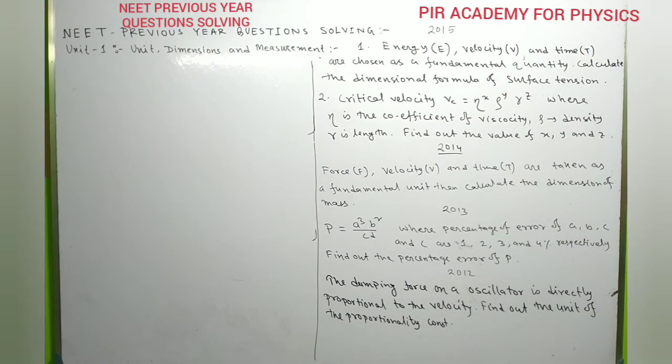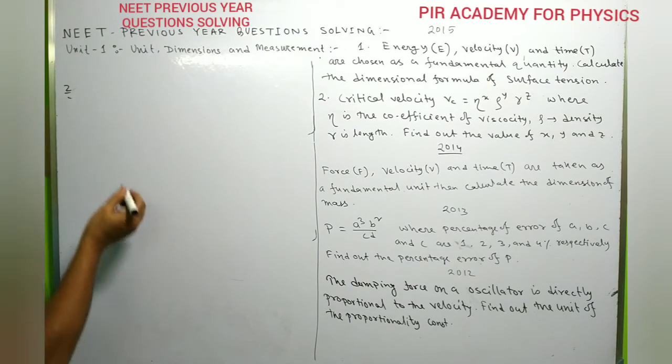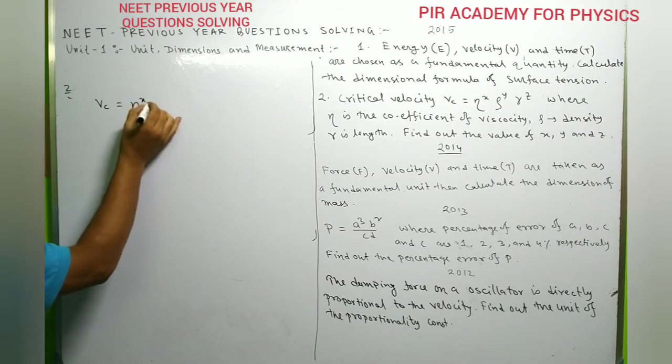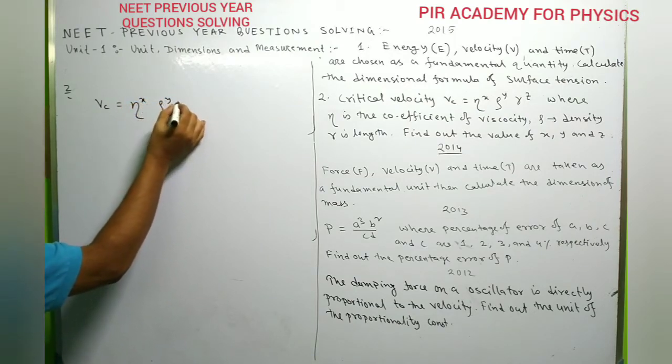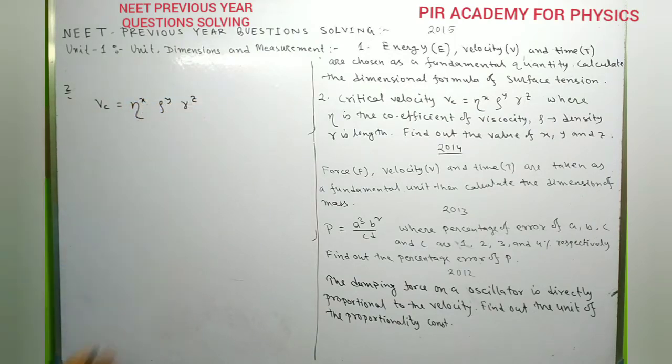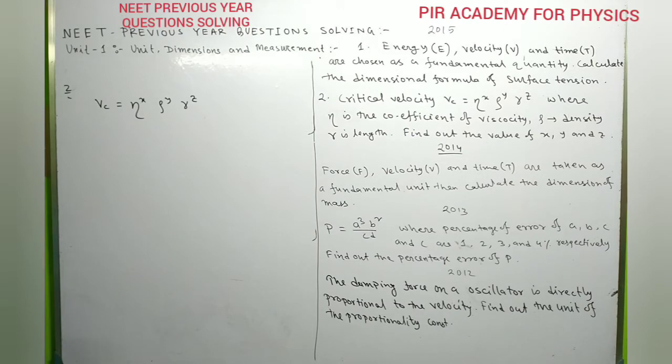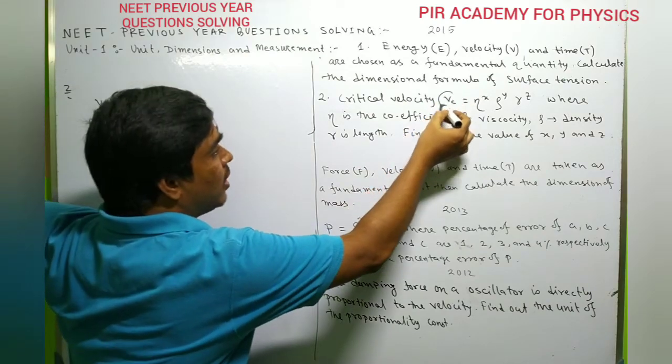And now number 2: the critical velocity Vc is eta to the power x, rho to the power y and r to the power z. Eta is the coefficient of viscosity, rho is density, r is length. Find out the values of x, y and z if this is a critical velocity.